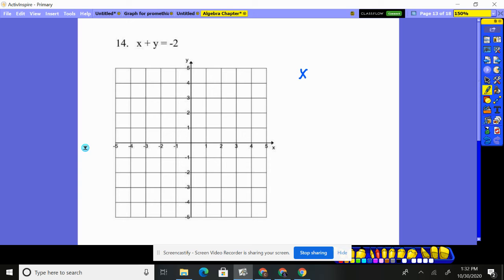Yep, got to make a T-chart because it's not y equals mx plus b. So two numbers that add to be -2. Well, let's say x is 0. 0 plus what gives you -2? -2. I always like picking 0. How about if x is 1? 1 plus what would give a loss of 2?